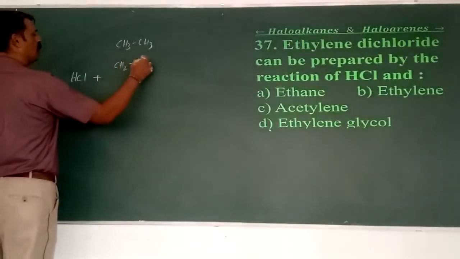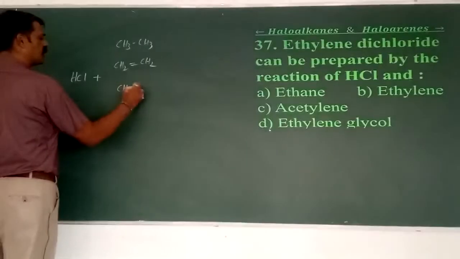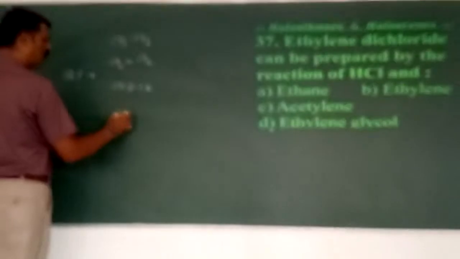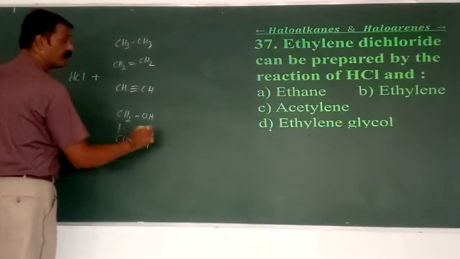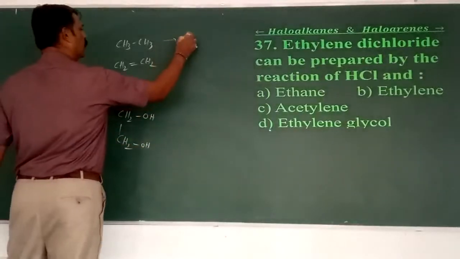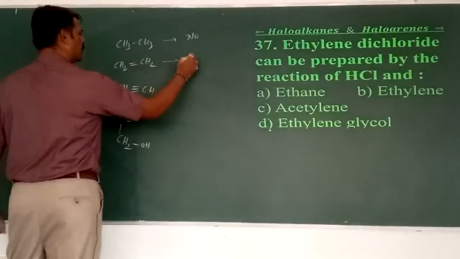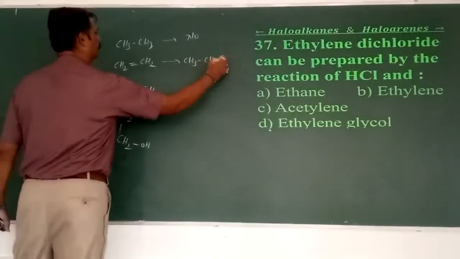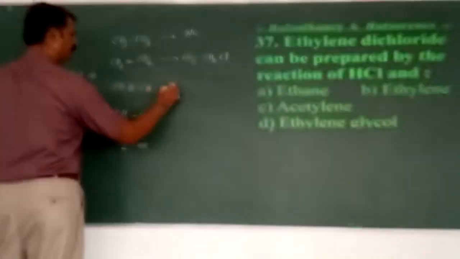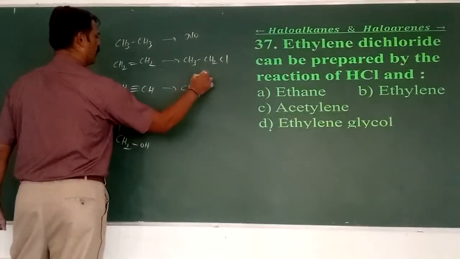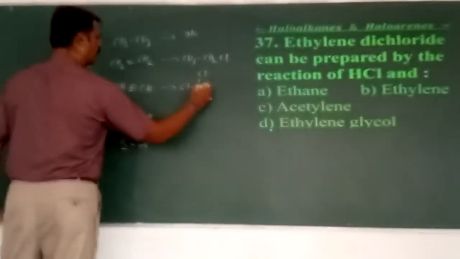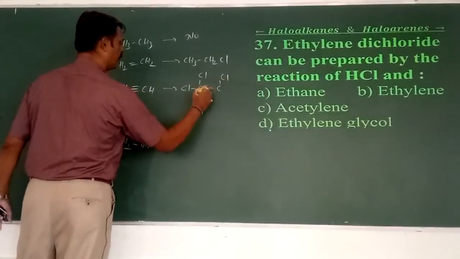Ethylene means CH2 double bond CH2. Acetylene means CH triple bond CH. And then ethylene glycol means CH2OH-CH2OH. No reaction with ethane. Saturated, no reaction. So here it is the respective alkane. So here it is. It means I have to add 2 molecules of that. HCl.